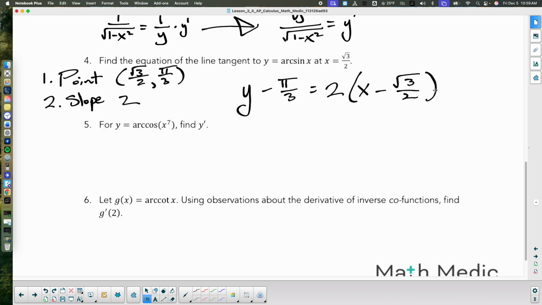Tangent lines, that's pretty much how they want them consistently throughout the year. If you want to write plus pi thirds at the end, you can. AP allows all the different versions of it. Okay, 5, I didn't feel like we needed to do because the only difference is that it's a cosine instead of a sine.